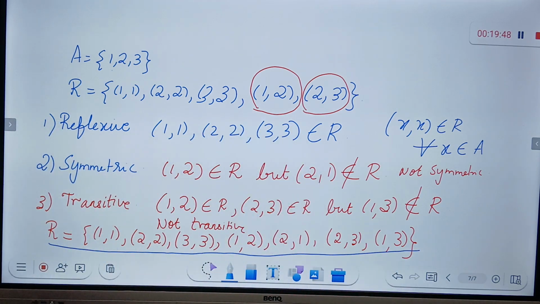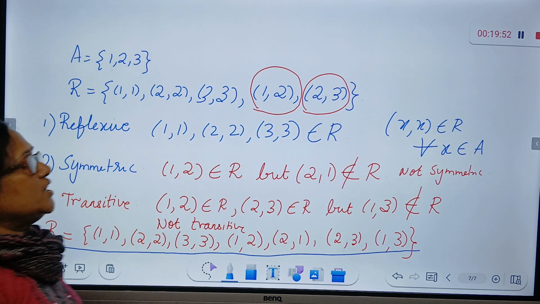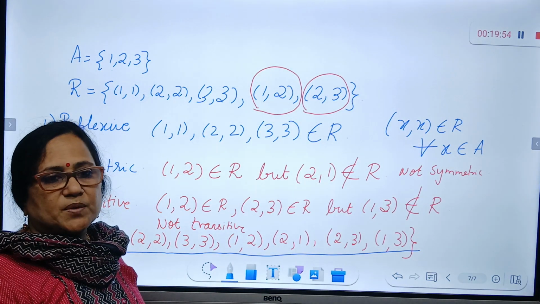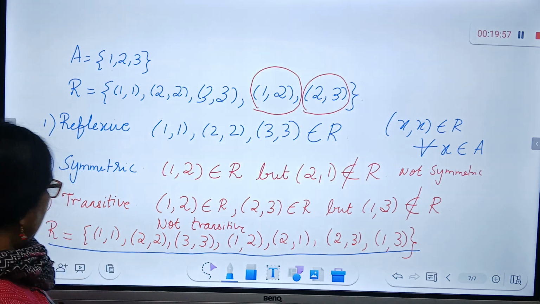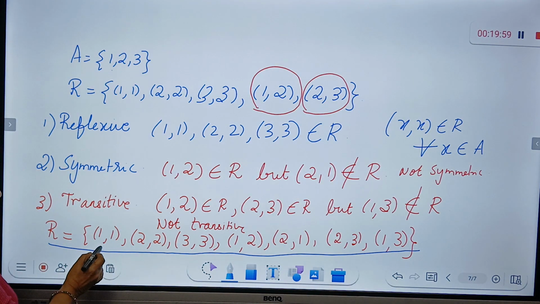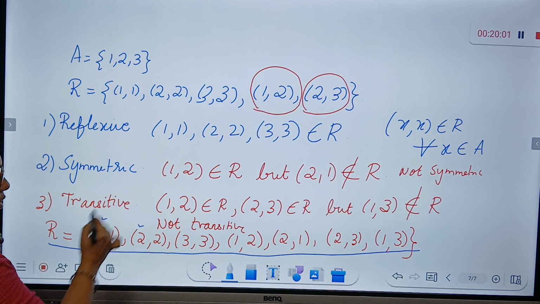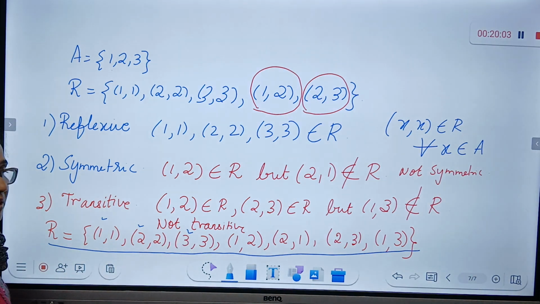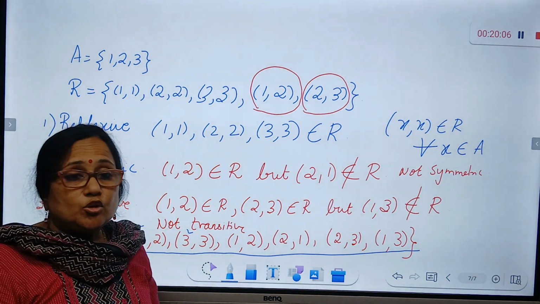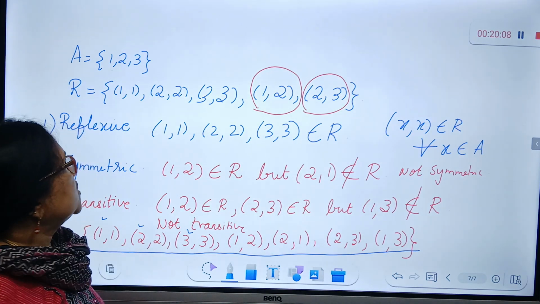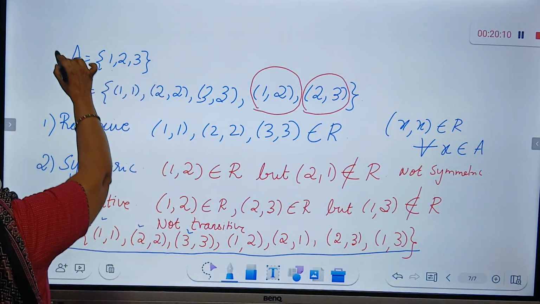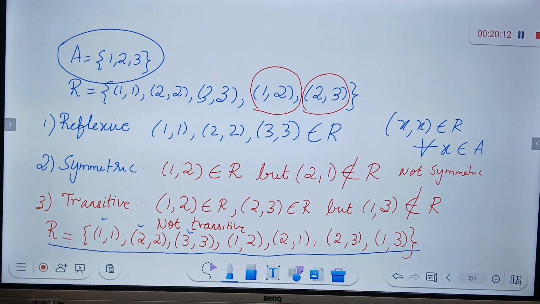Now, the question we are asking is, is this relation an equivalence relation? Is this relation reflexive, symmetric and transitive? Now, you look at, does it have (1, 1)? Yes. Does it have (2, 2)? Yes. Does it have (3, 3)? Yes. So x is related to x for every choice of x coming from A, where A is our primary set. Therefore, this is a reflexive relation because (1, 1), (2, 2), (3, 3) belong to R.